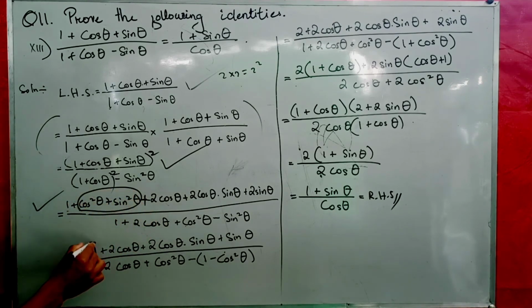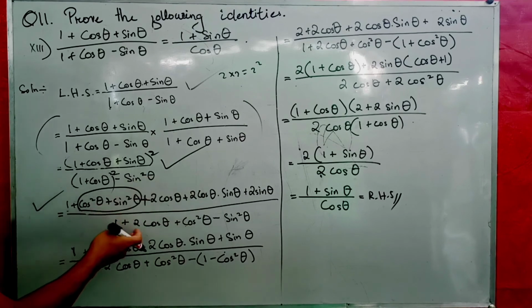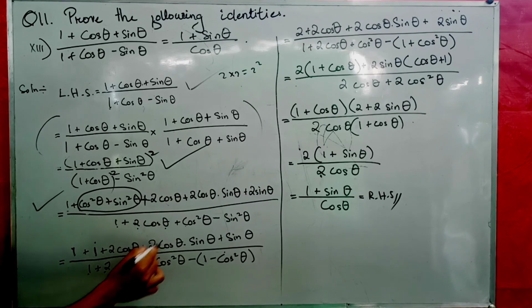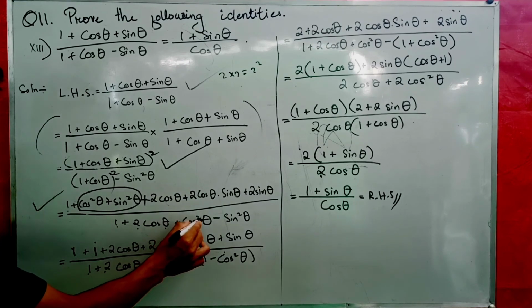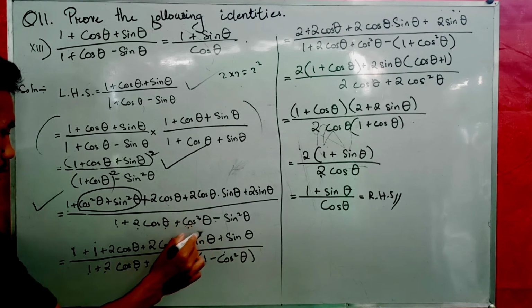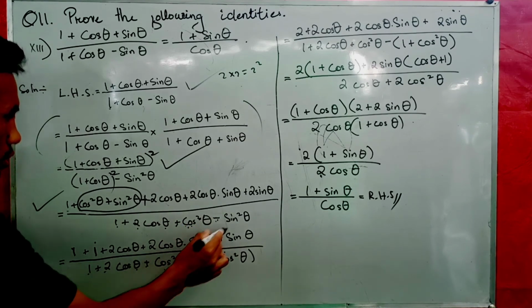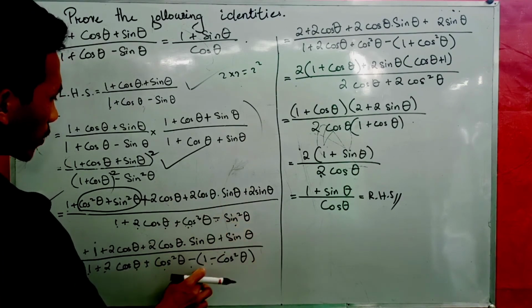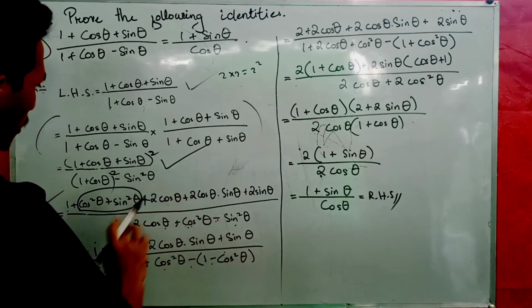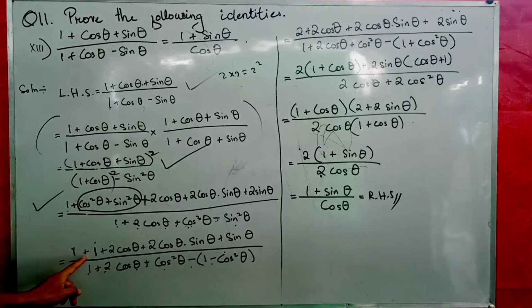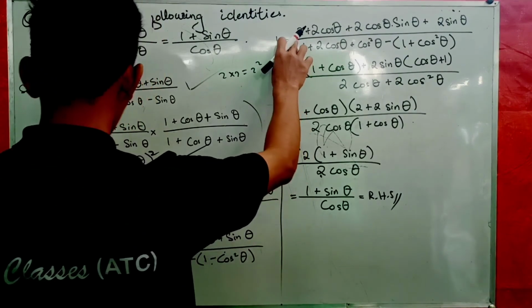1 plus 2 cos theta plus 2 plus cos square theta minus sin square theta. Cos square theta minus sin square theta, so 1 minus cos square theta. Cos square theta is 1 minus sin square theta.